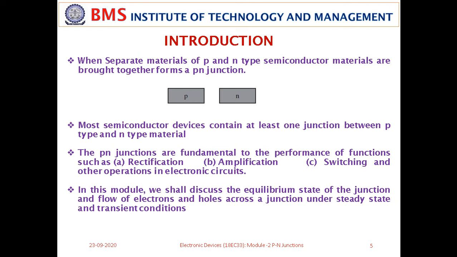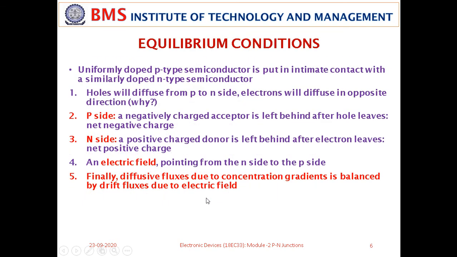Okay, so let's now look at the equilibrium state. In this module we will just discuss the equilibrium state of the junction, and the flow of electrons and holes will also be considered under steady state and transient conditions here. Okay, let's go a little bit into the theory.